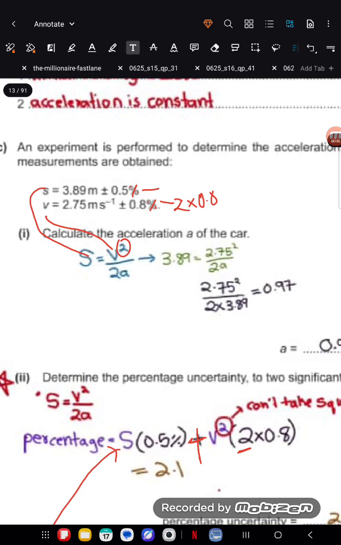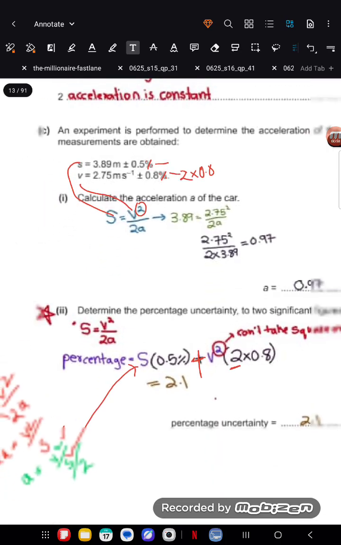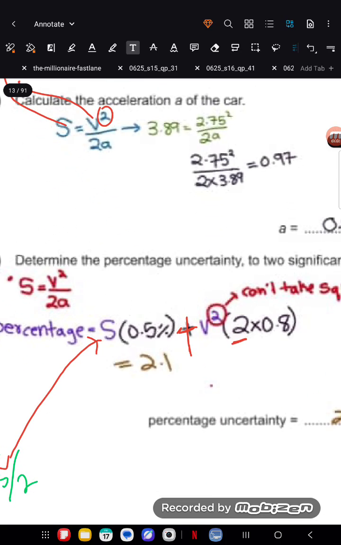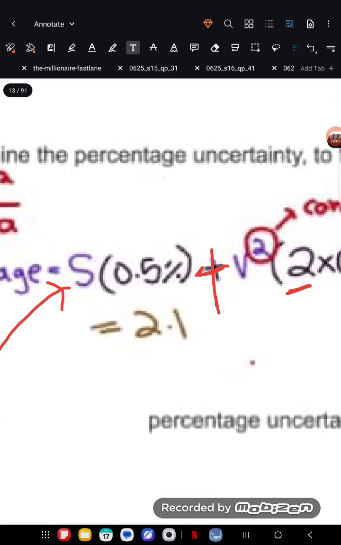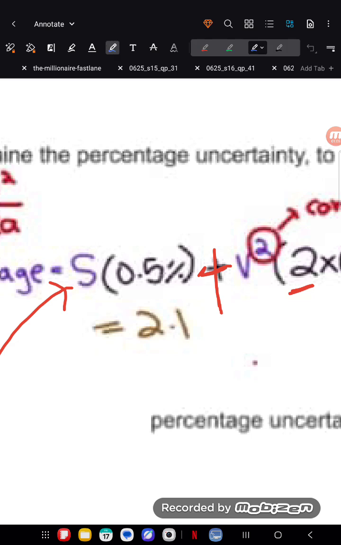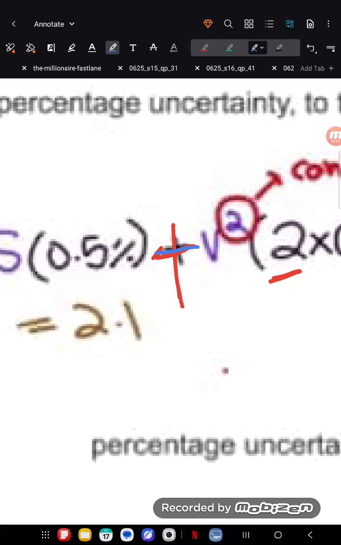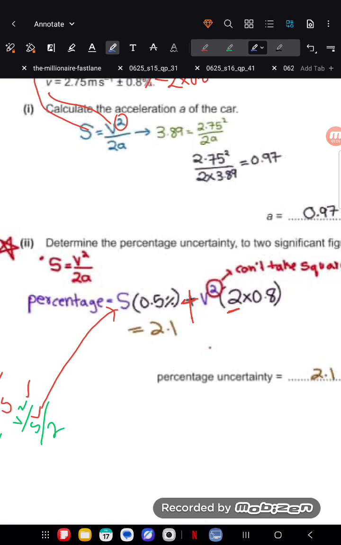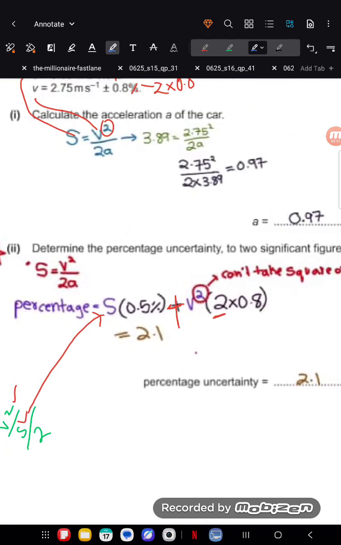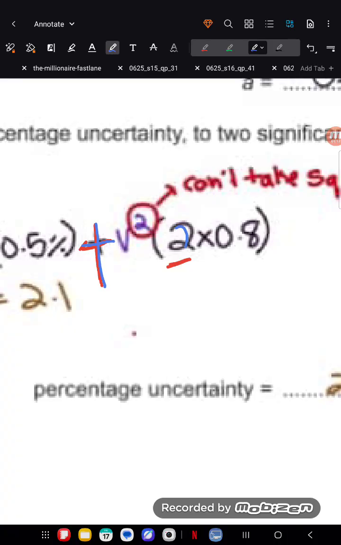Now what will you do with this percentage uncertainty? Here you will always add. Again I am saying, you will add percentage uncertainty. So if there is a power, you will just multiply with the power.